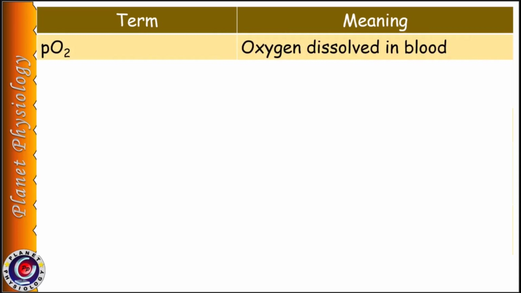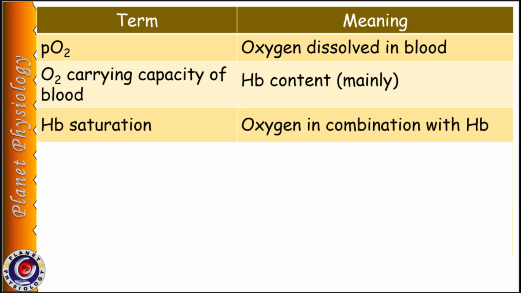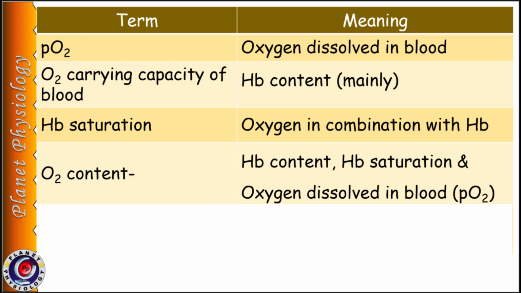So first is PO2. It means partial pressure of oxygen, and it represents oxygen in dissolved form in the blood. Then oxygen carrying capacity of the blood is mainly related to the hemoglobin content, as about 98% of the oxygen is transported in combination with hemoglobin. The term hemoglobin saturation deals with oxygen in combination with hemoglobin, while oxygen content includes hemoglobin content, its saturation, as well as oxygen dissolved in the blood.